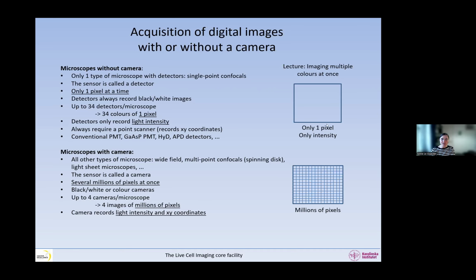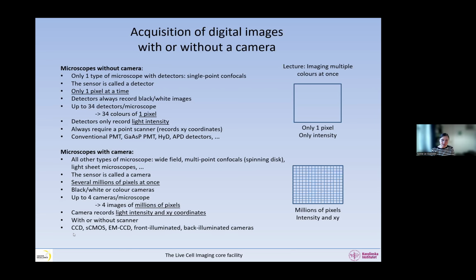The detectors record the intensity, the scanner records the XY coordinate. On the camera-based system, the camera does the whole job: intensity and XY. And then some systems with a camera work with scanners and some don't. So we will see the difference.